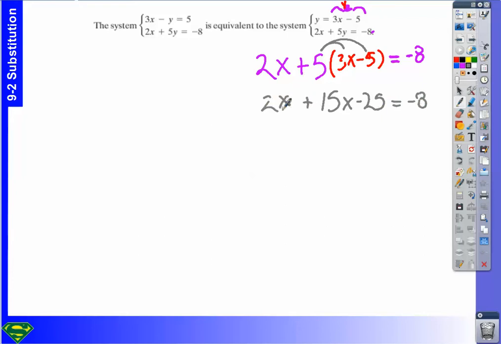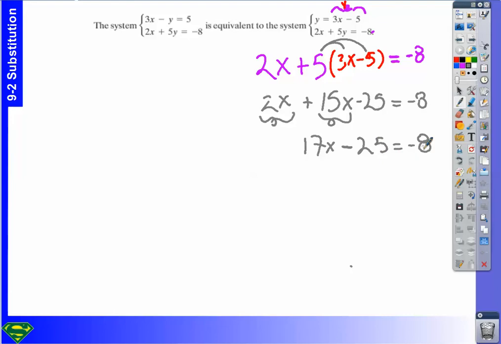So now we need to combine similar terms. Well, we have a 2x. We also have a 15x. How many x's do I have? Well, 2x plus 15x is 17x. Uh-oh, 17 is a prime number. It's normally not a good sign, but let's see what happens. So we still have 17x minus 25 is equal to negative 8.